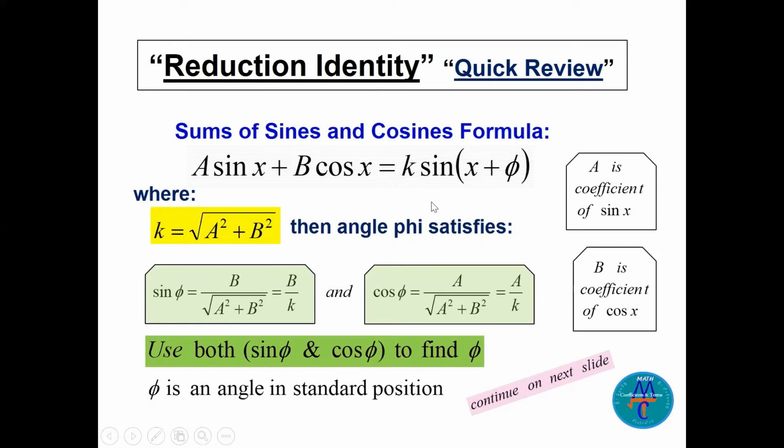That's another angle. Now let's see, k will be the square root of a squared plus b squared, which is a positive number and easy. Then the angle phi satisfies these two conditions: sine of phi is b over k, and cosine of phi is a over k. We have to use both values here to decide about phi. Phi is in standard position, so it can be in quadrant 1, 2, 3, or 4.